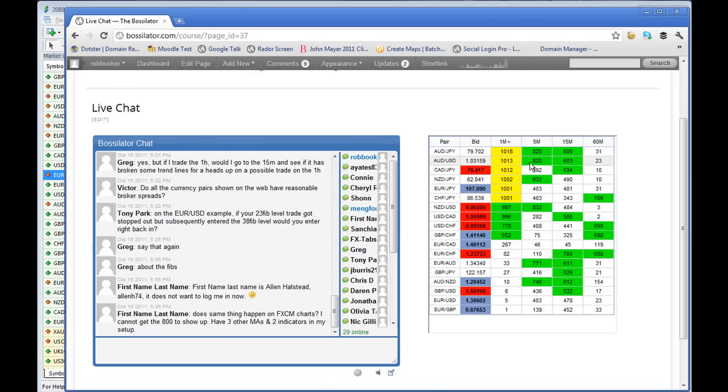Someone asks, does the same thing happen on FXCM charts? I can't get the 800 period simple moving average to show up. If you're using the market scope charts provided in the FXCM platform, it is possible that the 800 period simple moving average is not plottable, and that's why we use MetaTrader. It's unfortunately the case that not all charting programs are built equally, and not all charting programs can show the indicators that you need, and that's just a simple fact of life in trading.